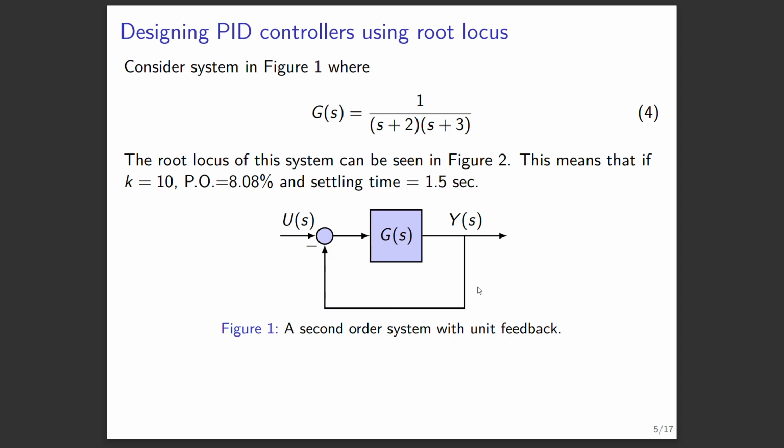Consider figure 1. I have a second order system which is given with equation 4, and I have unit feedback, and what is desired is to change the behavior of the system. Now, what do we want to do? So first, let's look at the system that we have in hand. So G with unit feedback.